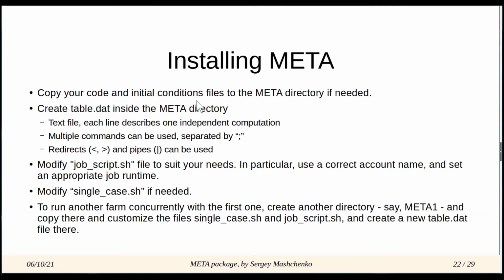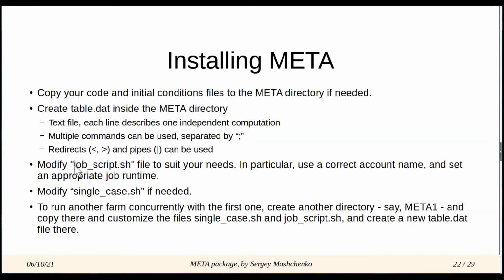and initial conditions. Then you don't have to copy files. A critical step is to create a list of independent computations, which always has the same name, table.dat. This is a text file. Each line describes one independent computation. You can use more than one bash command on the same line. You have to separate them with a semicolon. And it's allowed to use redirects and pipes.